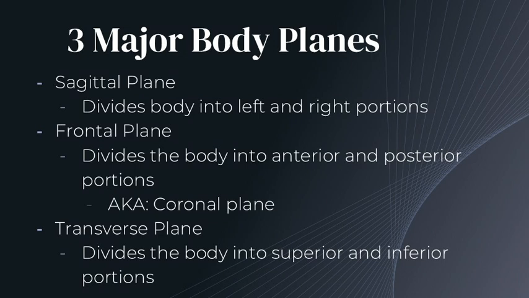Next is the frontal plane, sometimes called the coronal plane. This one's also vertical, but it runs side to side. It divides the body into a front part and a back part. Okay, so anterior and posterior portions. Front half, back half. You got it.